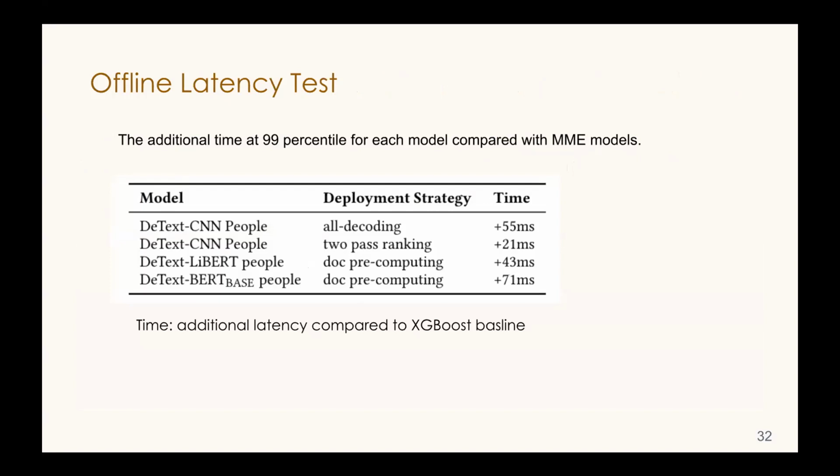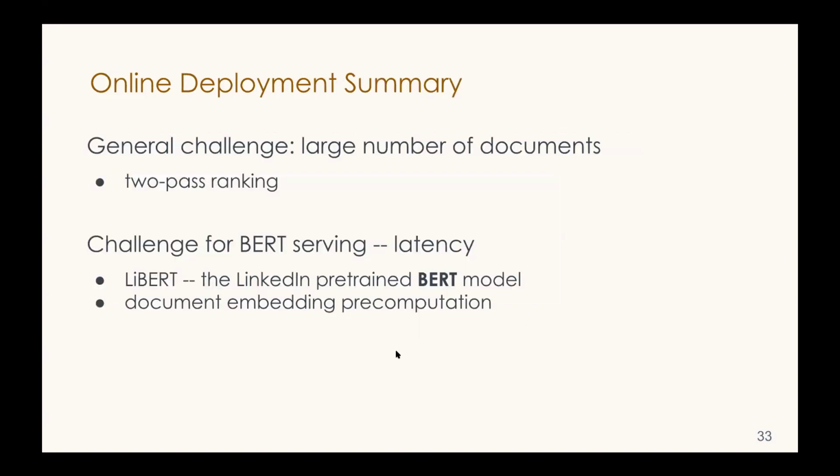rows, when doing the 2-pass ranking, the latency is much reduced compared to when we do all encoding for the CNN case. And also the LIBERT DeText model is much faster than when using the Google BERT-based DeText model. So those are the techniques that we took to resolve the challenges that we met.